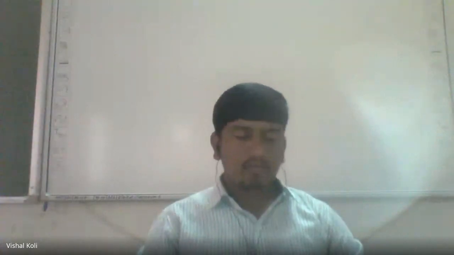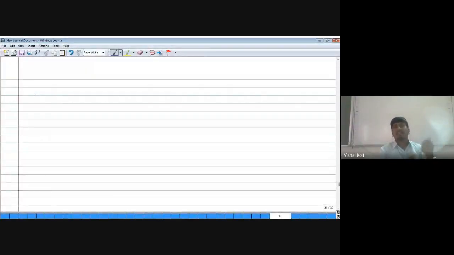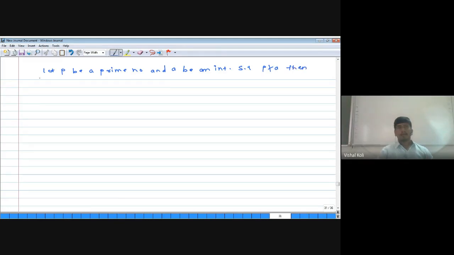Now we have seen what Fermat's theorem is. Fermat's theorem says: let p be a prime number and a be any integer such that p does not divide a, then a to the power p minus 1 is congruent to 1 modulo p. That we have already proved.